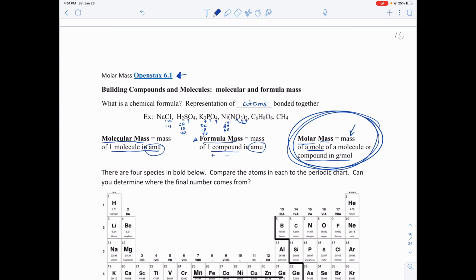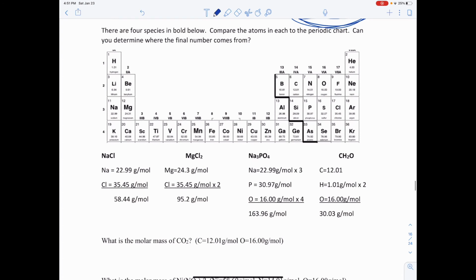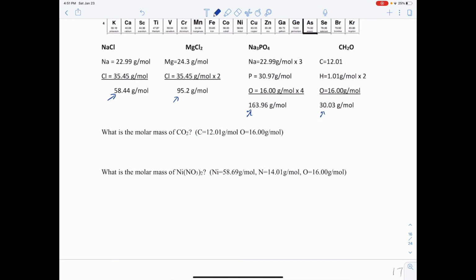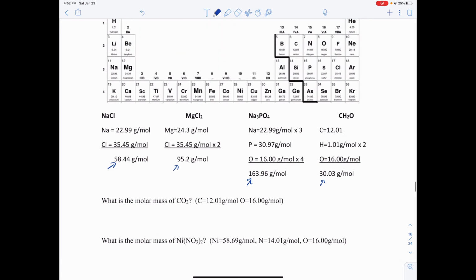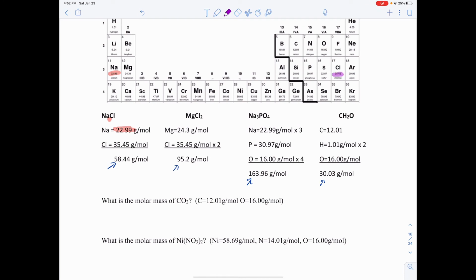All right, so there are 4 species in bold below. Compare the atoms to the periodic chart. Determine where the final number here comes from. Okay, so hopefully what you saw was that this bottom number came from taking the number here for sodium, and knowing that there's only 1 of them, you don't have to multiply it times anything. And then we take this number over here for chlorine, 35.45, and then we've just added them. So in all these cases, we're adding.